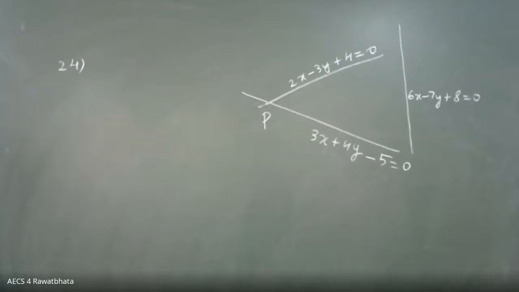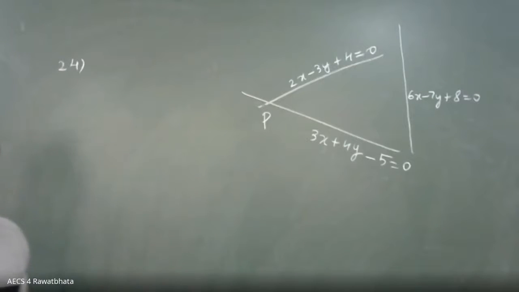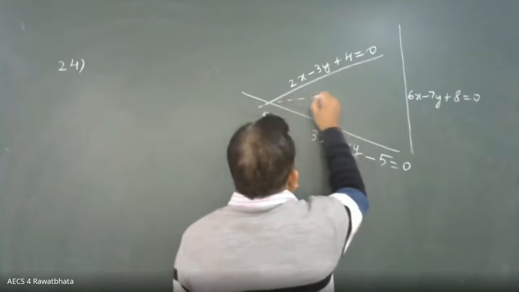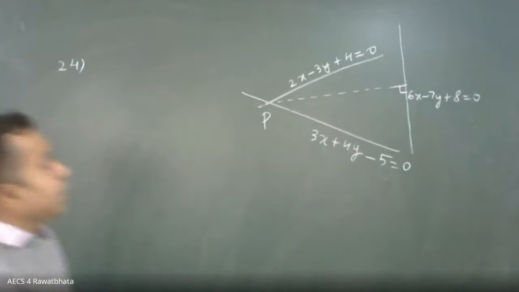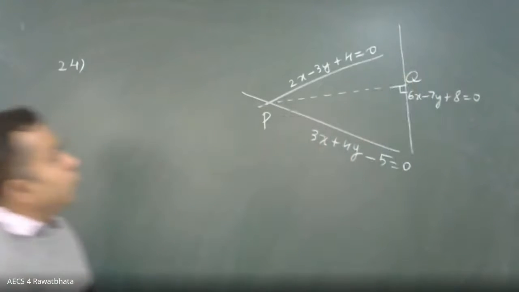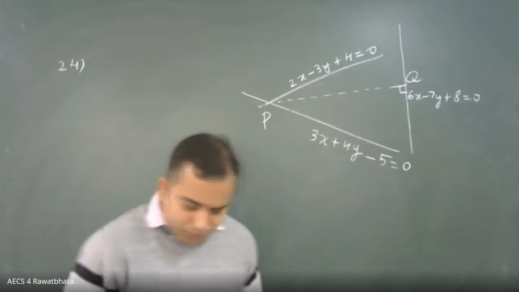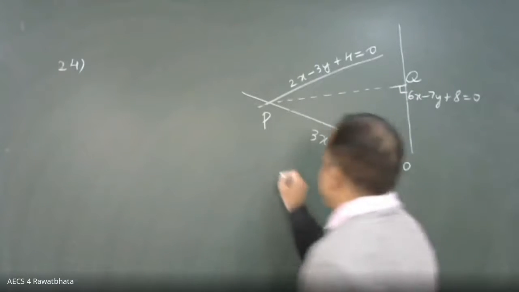Least time means he should follow the shortest path. So the person should follow the least path. The least path will be the perpendicular path, the perpendicular line. Let it be Q. So, let us draw the figure. Any suggestion, Tanmay? I have to get the equation of PQ. This is our target.